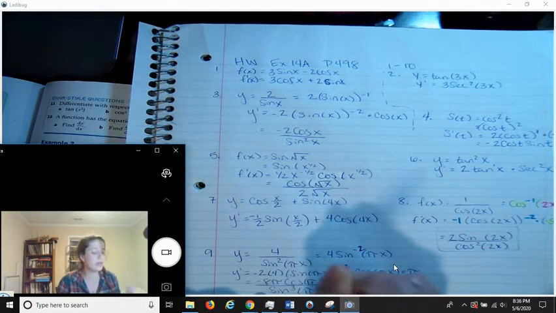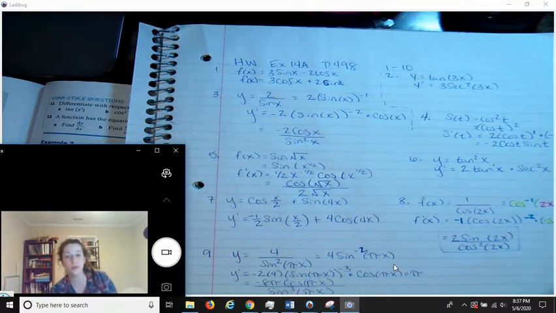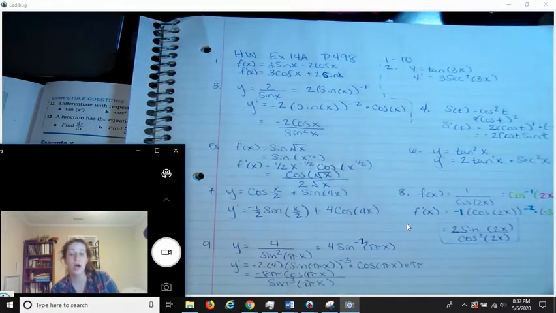This was the one that most people got wrong. A lot of you got it wrong, so if you got it wrong, don't feel bad. Most people got it wrong. You could have also done the quotient rule with this and had the top function be 4 and the bottom function be sine squared pi x. Either one is fine. It's really just keeping track of your composite pieces.